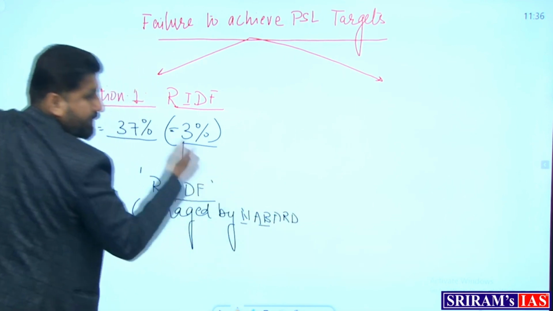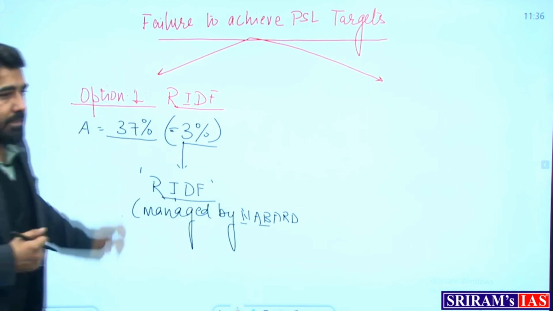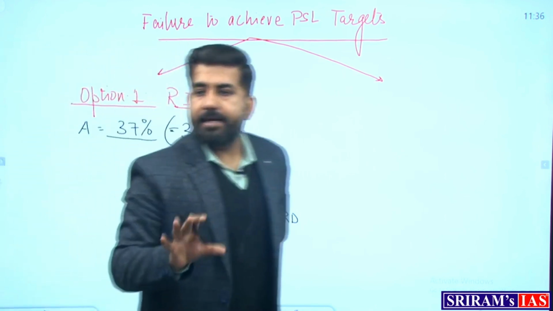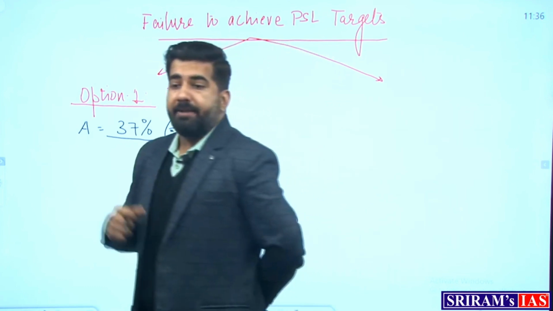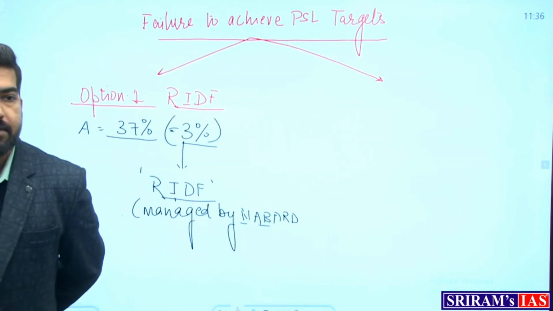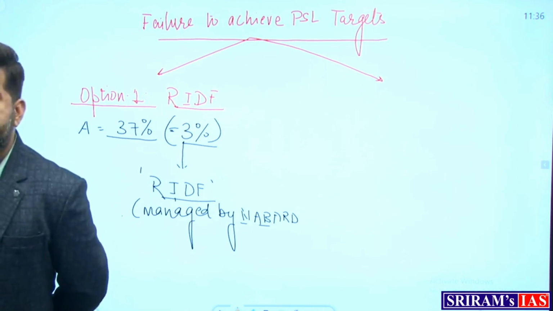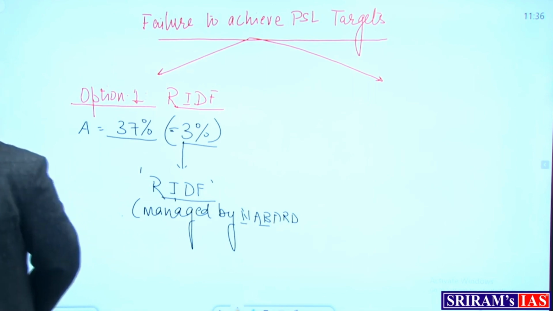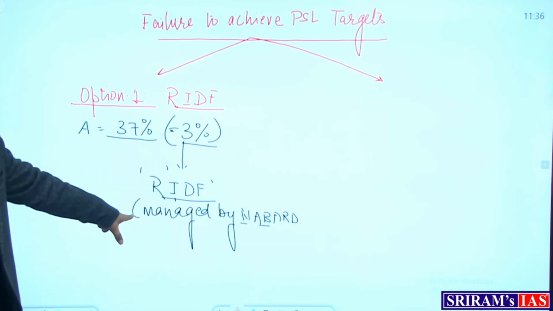Managed by NABARD. Clear? See, suppose the bank has a mandatory target of how much? 40%. But if they have just lent 37% to the priority sector, how much are they short to meet the total PSL requirement? 3%.